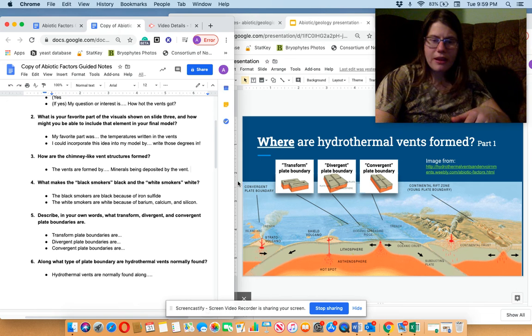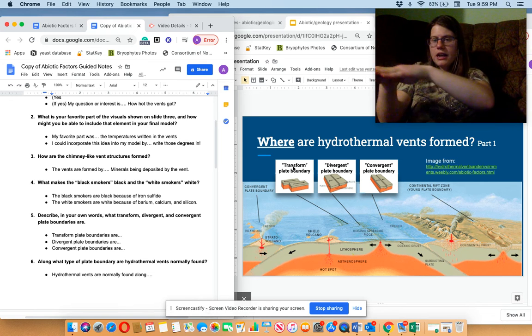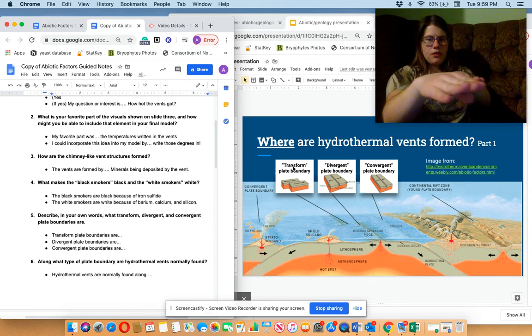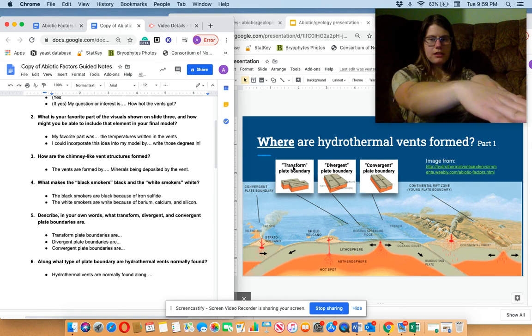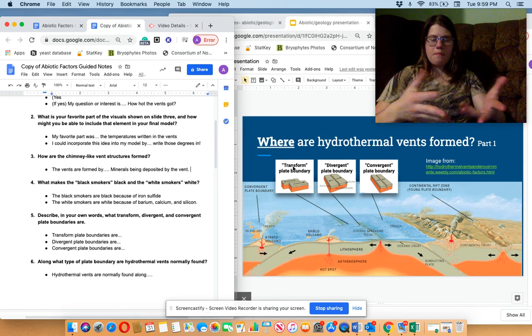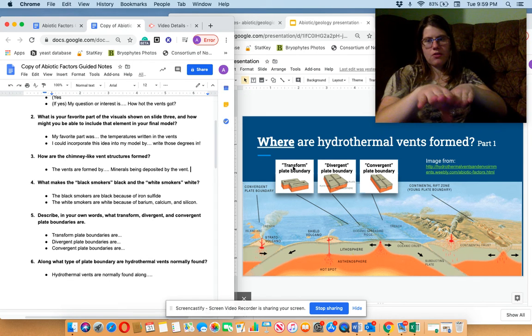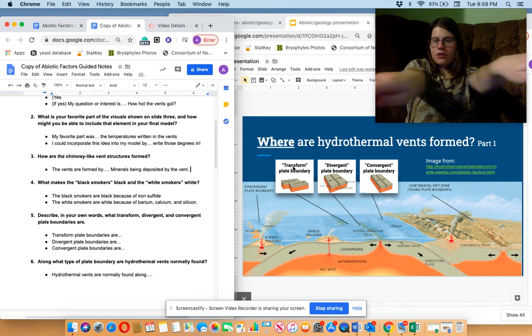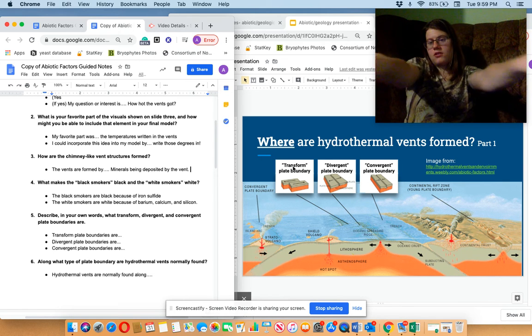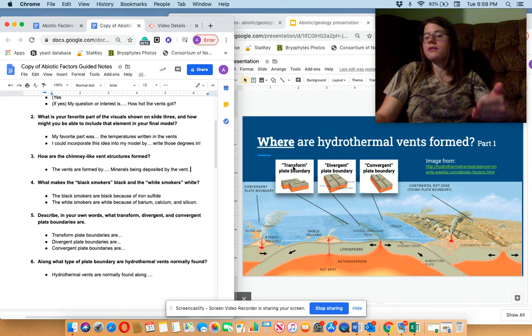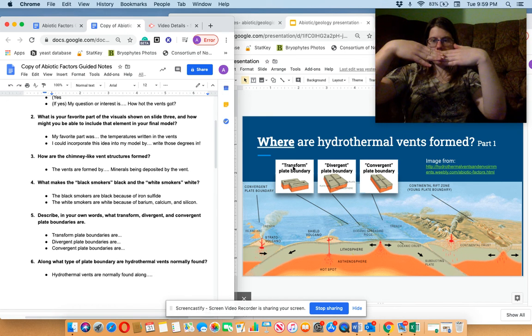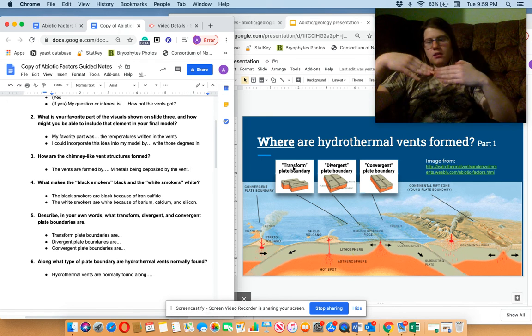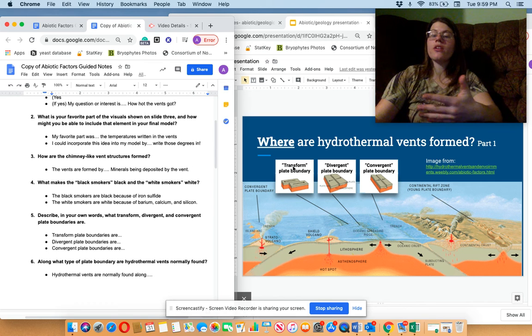Now, transform plate boundaries are ones that go next to each other. They just transform. They kind of go next to each other. So divergent plate boundaries, they go apart. They diverge. And convergent come together. So they start apart and they come together, or they're moving towards each other.